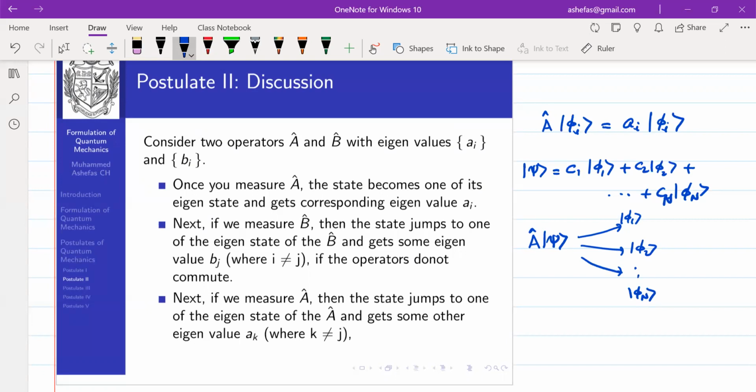If it is collapsing to phi 1, then we will get the result of the operator as A1, because the corresponding eigenvalue is A1. If the vector collapses to ket phi 2, then we will get the eigenvalue A2. So that is what I have written here. Once you measure operator A, the state becomes one of its eigenstates and gets the corresponding eigenvalue as a result.